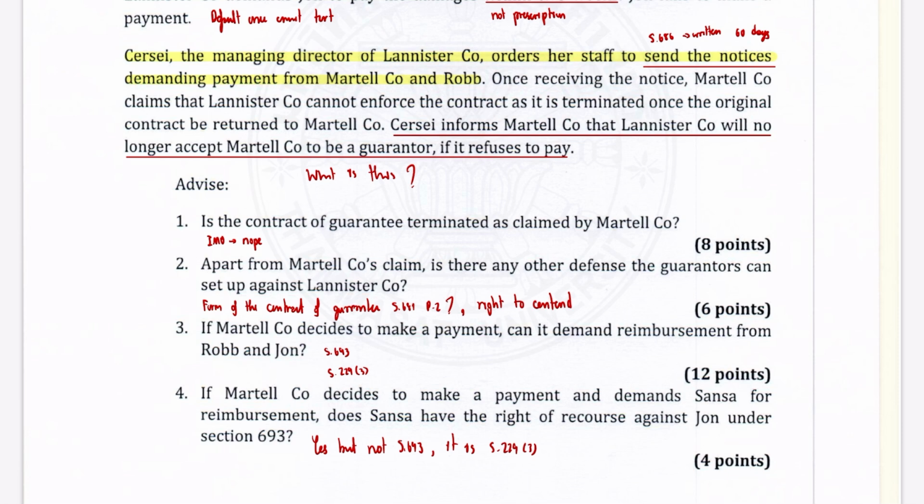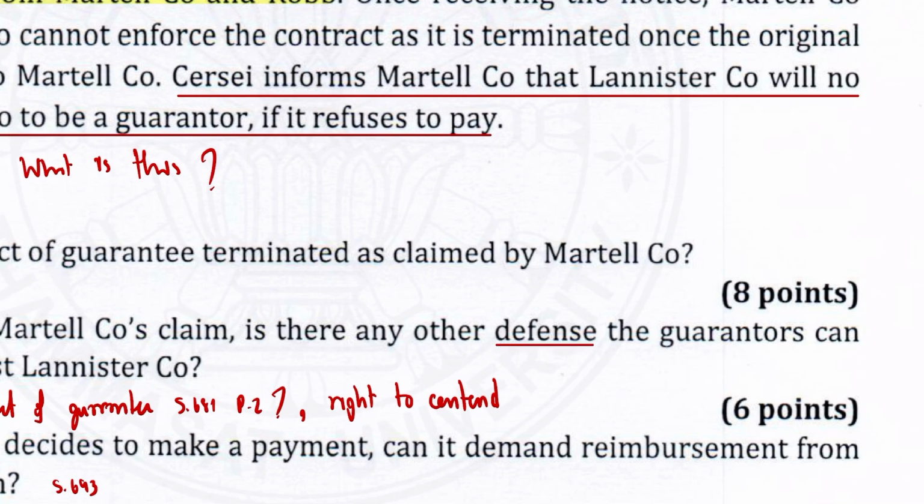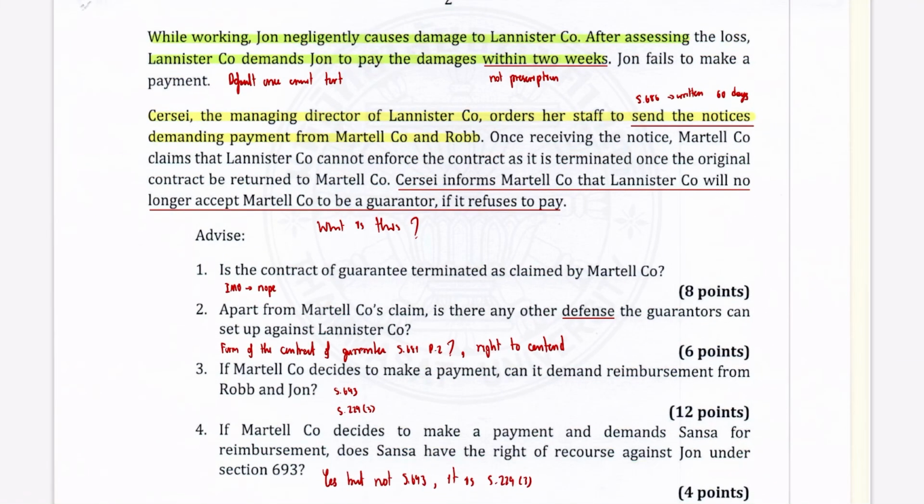Now, apart from Mattel Co.'s claims, is there any other defense the guarantor can set up against Lancaster Co.? So we have to look at first, when we talk about the defense, in fact, defense is something that Mattel Co., in this case the guarantor, can say: no, I'm not liable. It is not the argument that, oh, I have not yet received the notice. That is not a defense, but it is an argument that can be raised. However, is there any defense that the guarantor can say that, yeah, I will not be liable anymore?